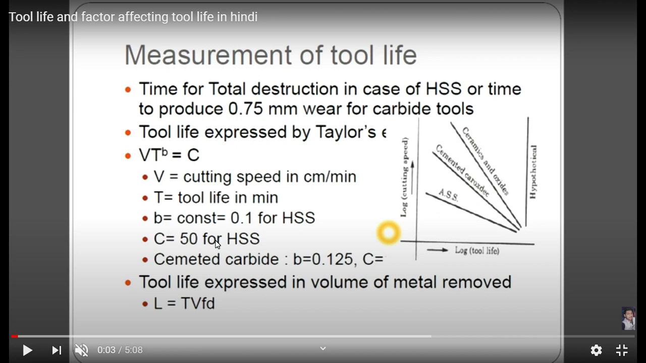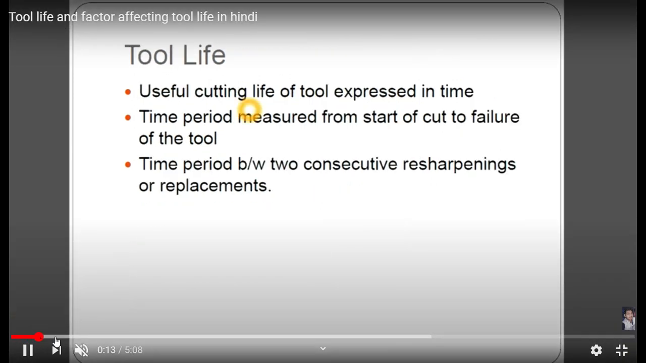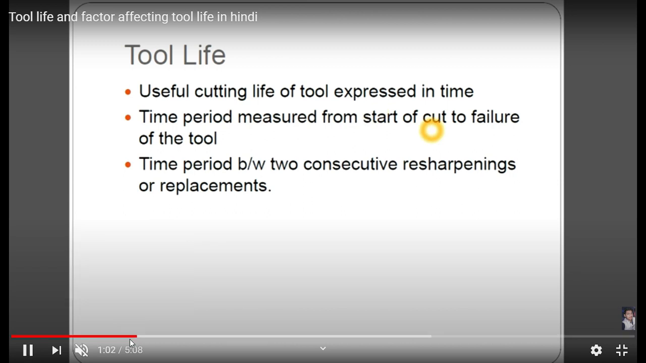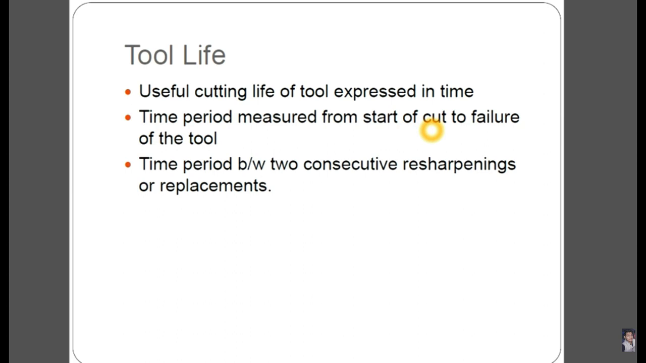Values may be taken for n as 0.01 to 0.15 for high speed steel, 0.2 to 0.4 for carbide tools, and 0.4 to 0.6 for ceramic tools. C is a constant. So, what is the tool life formula here? V T to the power of n is equal to C. Next, for the V value and time, the tool life is determined.